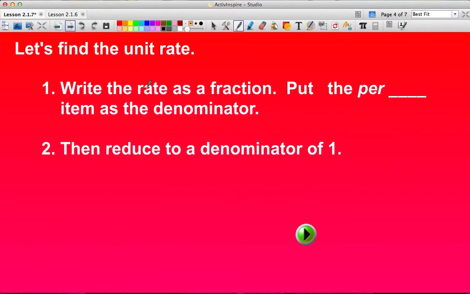All right, so when we find the unit rate, we write the rate as a fraction, and then we put the per whatever item as the denominator. So before we had the dollar amount per 5 apples. Then I know that I want to get down to a denominator of 1, so I'm going to have to do some simplifying.